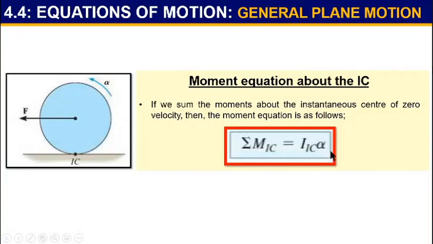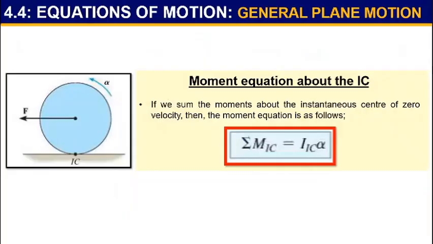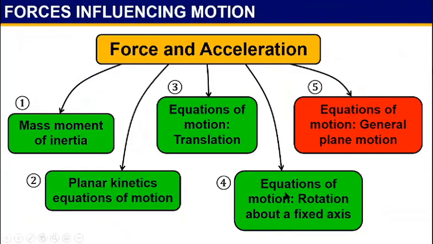For the assignment, we have actually finished chapter 4. So for the assignment, two questions from equation of motion, rotation about a fixed axis, and one question from equation of motion, general plane motion, IC. For the fourth subtopic, you need to submit two questions. For the fifth subtopic, one question about IC on general plane motion.